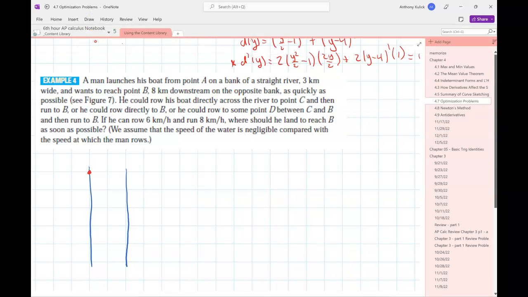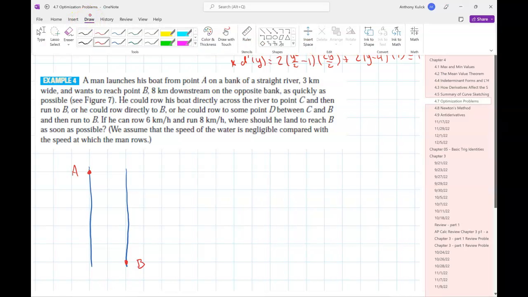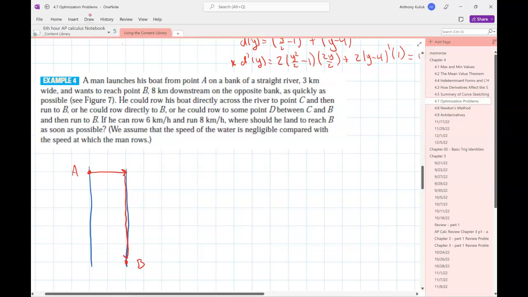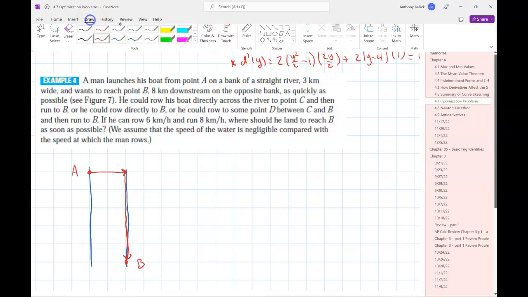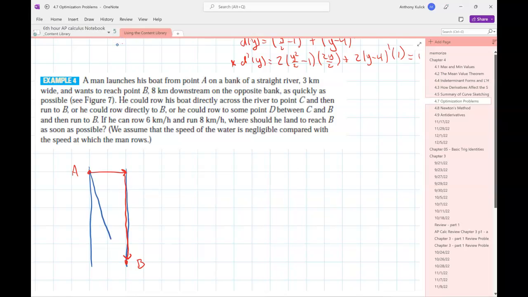We're starting at some point A and wanting to get to some point B. And the question is, do I do like this and then this? Do I do this, which is the least distance, but I move the slowest in water? Or do I do some combination of it? Or do I do like that?